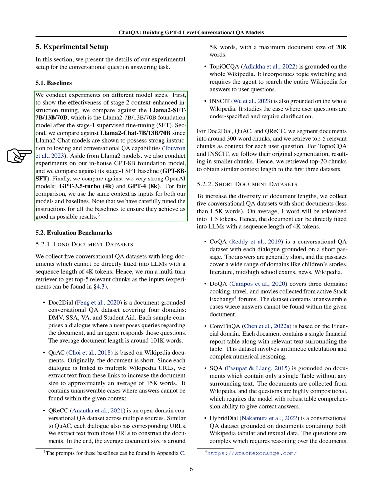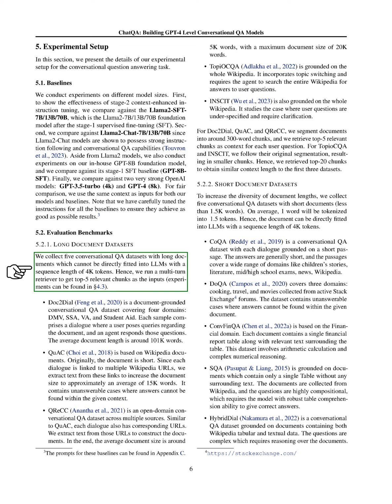For a fair comparison, we used the same context as inputs for both our models and the baselines. We collected 5 conversational QA datasets with long documents that couldn't be directly fitted into language models with a sequence length of 4K tokens. So, we used a multi-turn retriever to get the top 5 relevant chunks as inputs.